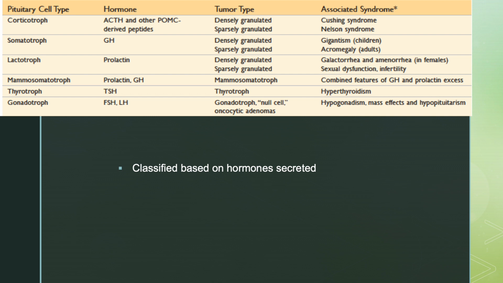This table summarizes the various types of adenomas, or diseases that result in hyperfunctioning pituitary gland. And depending on the cell type, the hormone type will be decided. For example, if the corticotroph cells are adenomatous, then the secreted hormone will be ACTH, and the disease associated with it is Cushing syndrome. Somatotrophs will secrete growth hormone, and the disease is called gigantism in children and acromegaly in adults. Lactotroph secretes prolactin. This results in galactorrhea and amenorrhea in females, in addition to sexual dysfunction and infertility.